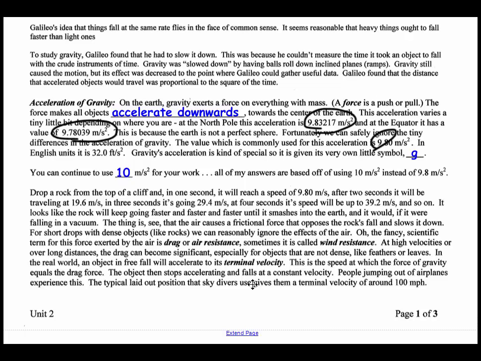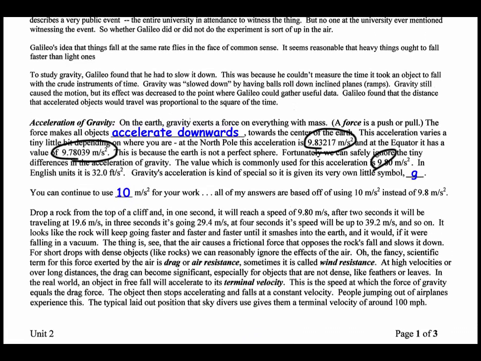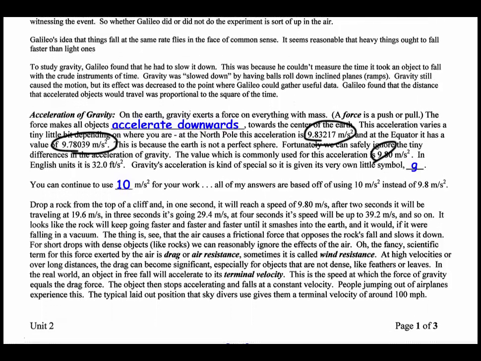The symbol in equations for gravity is a lowercase g. So you can substitute anytime you have acceleration. If you substitute in a lowercase g for an a, it's understood that that object is accelerating at the rate of gravity, so it's accelerating down at 10 meters per second squared.